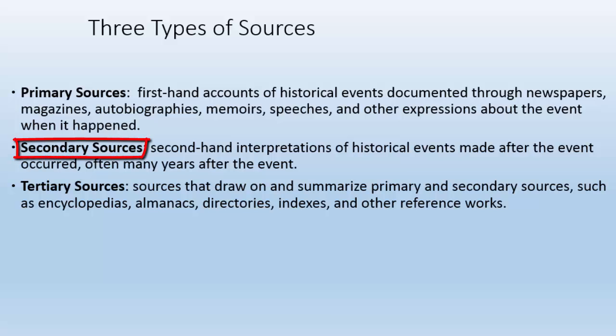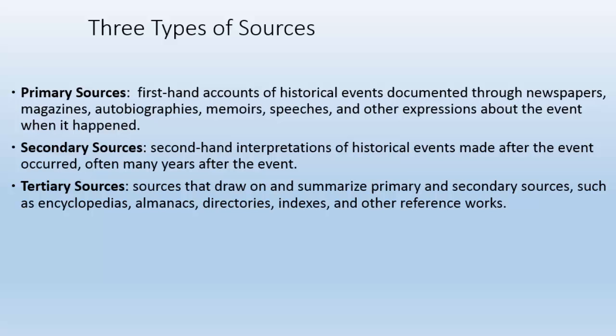Secondary sources are second-hand interpretations of historical events made after the events occurred, often many years after the event occurred. A scholar writing in 2015 about events that took place in 1915 is producing secondary sources such as journal articles or books. Tertiary sources are sources that draw on and summarize primary and secondary sources, such as encyclopedias, almanacs, dictionaries, indexes, and other reference works.